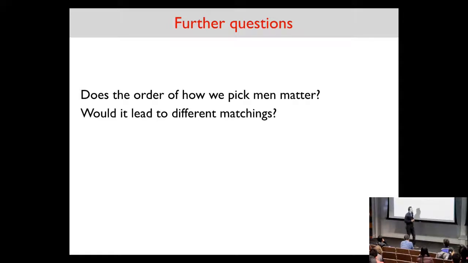Okay, so we can ask, for example, does the order of the men we pick make a difference? So we arbitrarily pick an unmatched man and make him do a proposal. If we pick a different order, would that lead to a different stable matching?